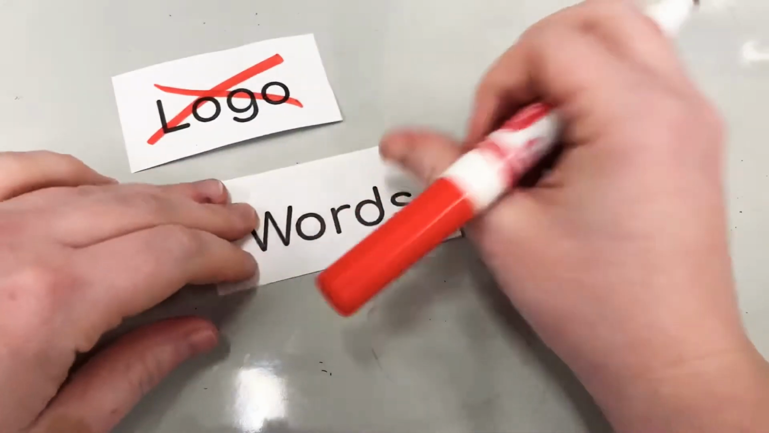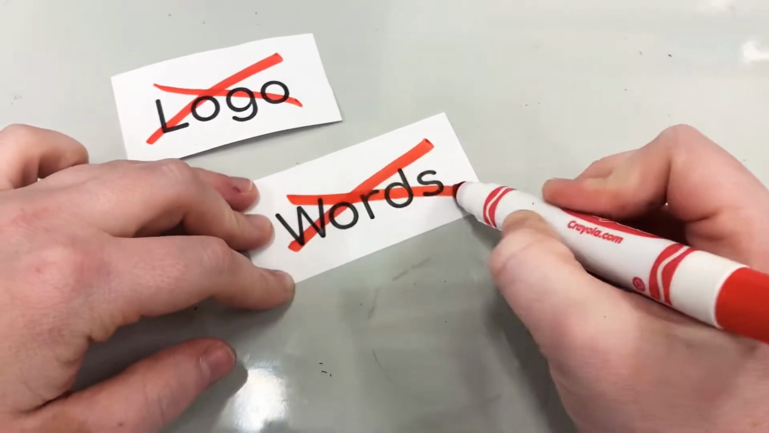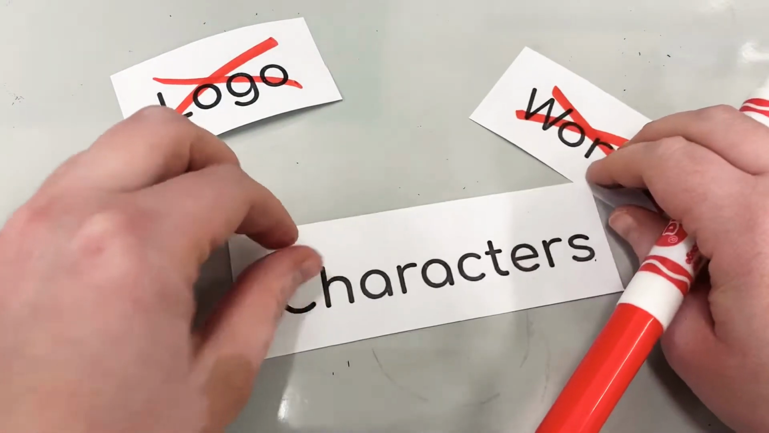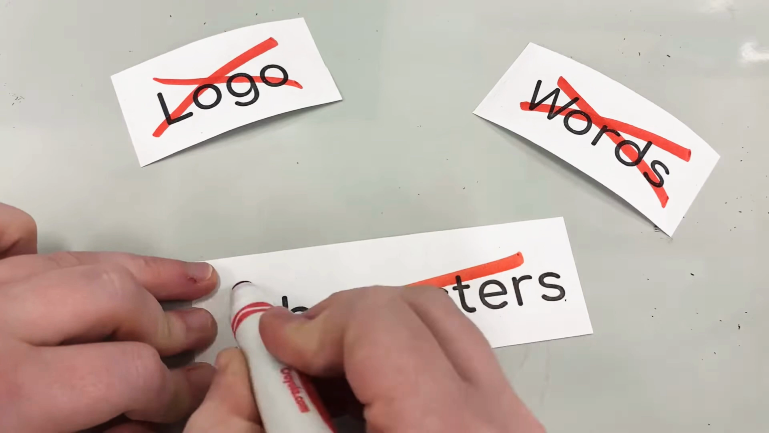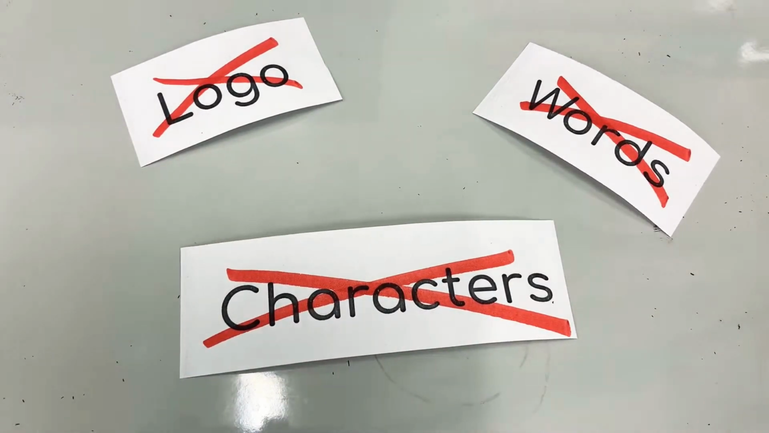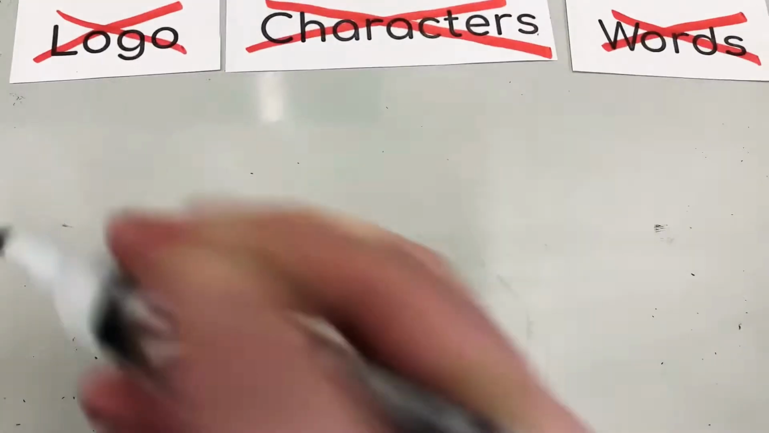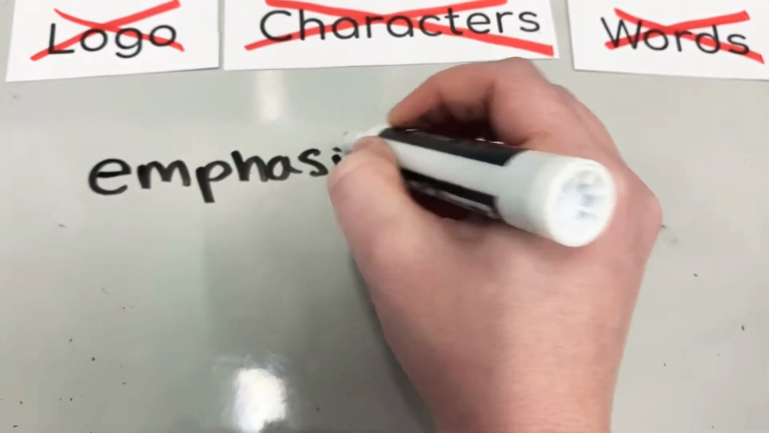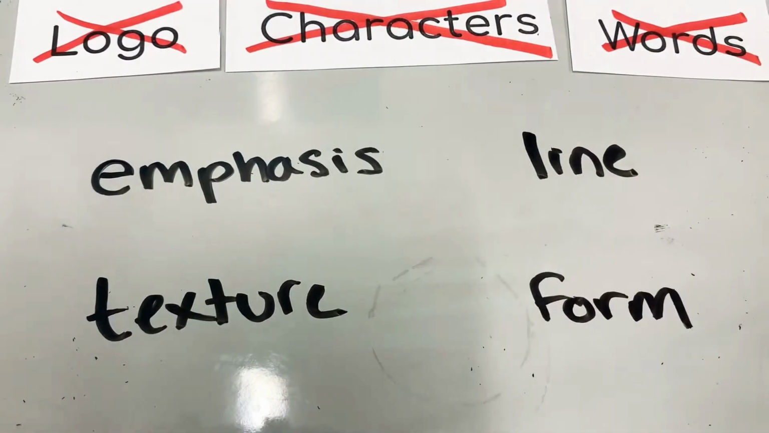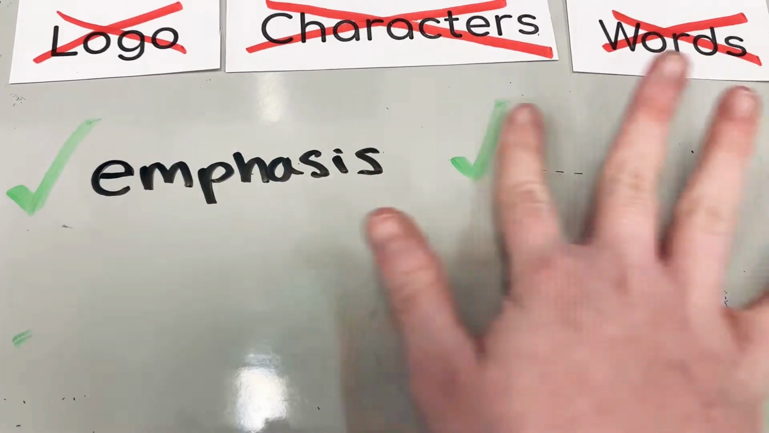Now, because it's community art, we have a couple rules. No logos, no words, and no characters whatsoever. Nothing that would be copyright material. So if we can't use those, what can we focus on? Well, we're going to focus on emphasis, texture, line, and form. So emphasis, the thing you focus on, texture, the physical texture you see, lines, you know what that is, and form, the three-dimensional aspect of it.